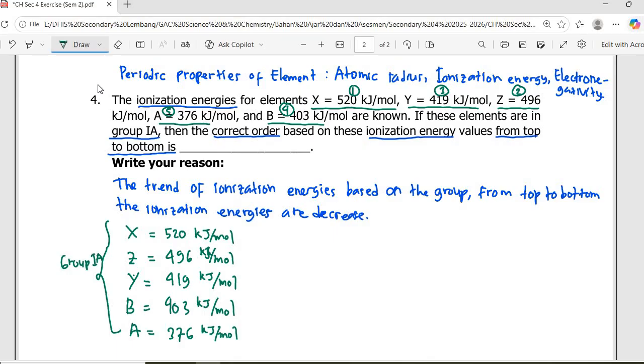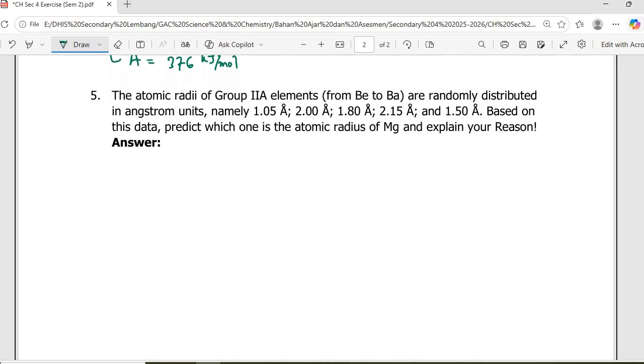So the correct order is starting from X, then Z, then Y, B, and the last one is A, because the ionization energy from top to bottom decreases. Okay, so this is the answer of number 4. Alright, let's continue to the next question.